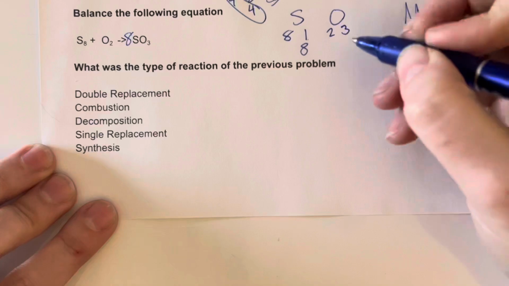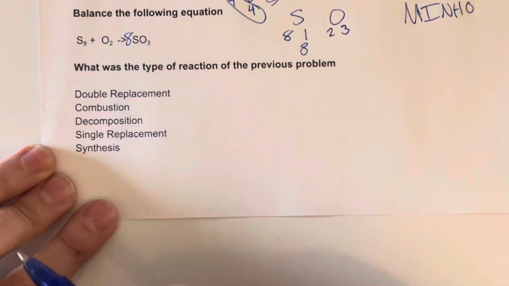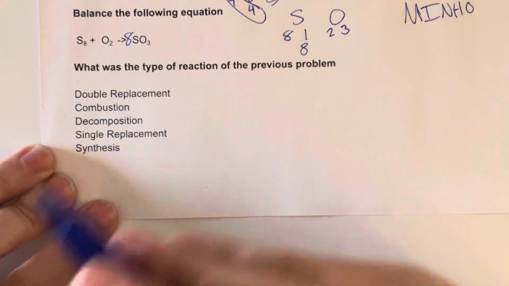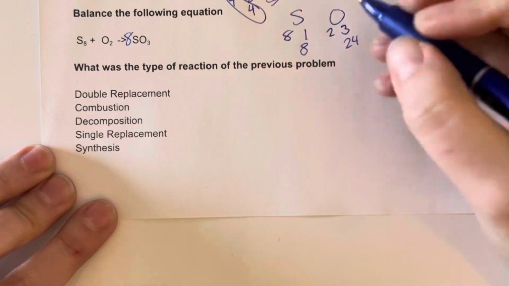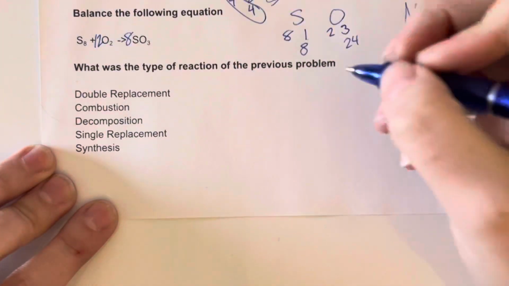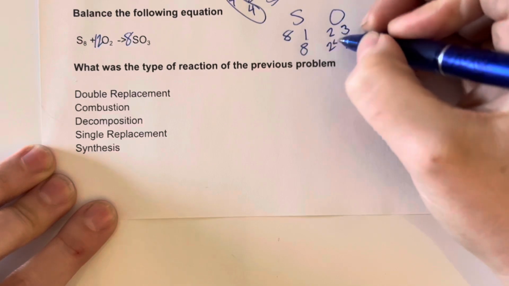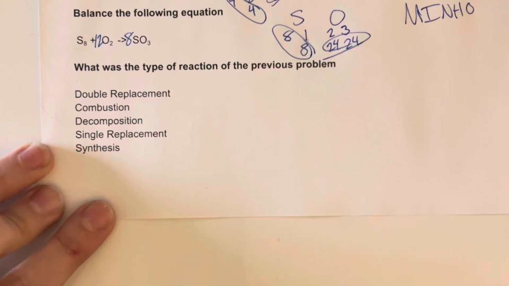And then I'm going to have to recount because this 8 not only affects the sulfur, but it also affects oxygen. So 8 times 3 is going to get me to 24. So now I have 2, but I want 24. So my multiplier is going to be 12. And that would get me up to a balanced form for oxygen.